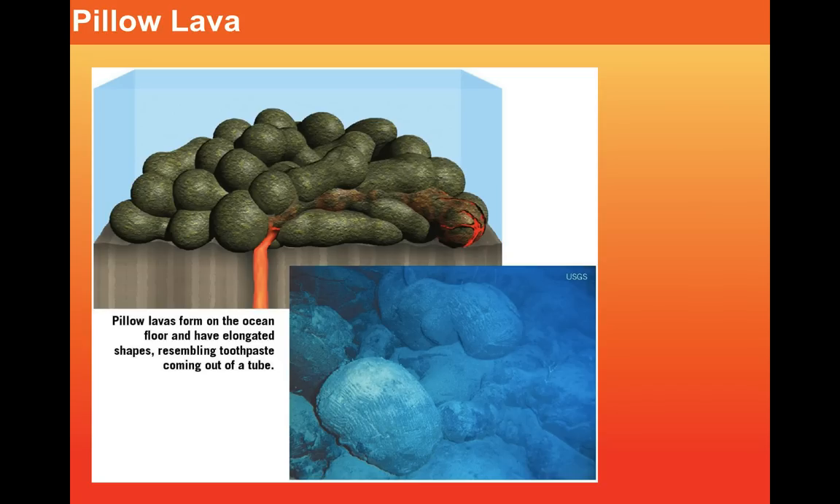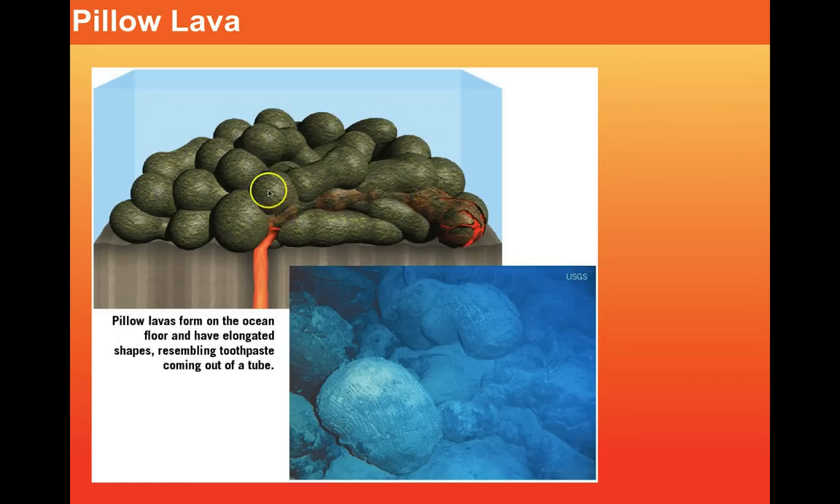Another structure that we see that basalts will form is something called a pillow lava, and they look like these big pillows, right? These things are actually about as big as a body pillow in some cases. They're fairly large. And they form basically on the ocean floor and have elongated shapes resembling toothpaste coming out of a tube. And the reason why is because as soon as the lava hits the surface, it starts to cool right away and it makes a crust.